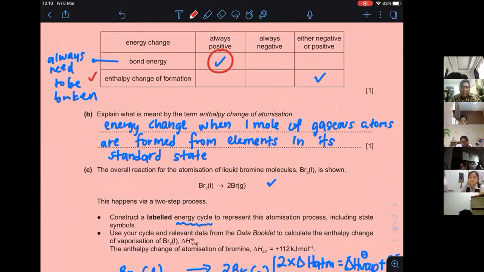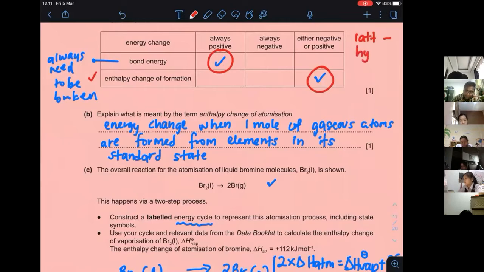For enthalpy change of formation, it depends. It can be either positive or negative. So there are certain things that you need to memorize as well. Lattice energy, I'll put it over here. Lattice energy is always negative.